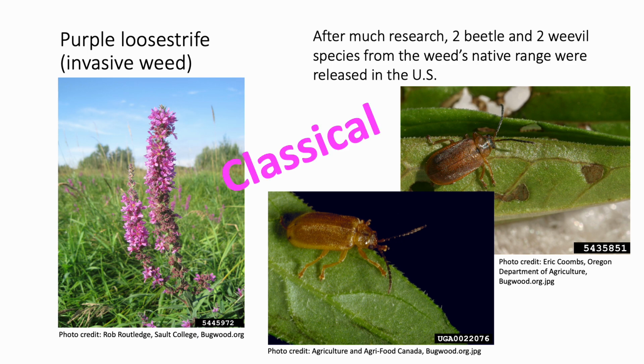The beetles and weevils introduced to control purple loosestrife are examples of classical biocontrol. After the release of the beetles and weevils, the purple loosestrife has not been eradicated, but its population is reduced.